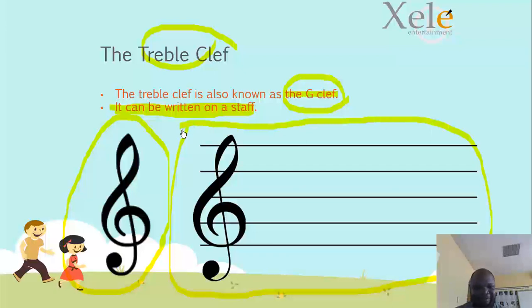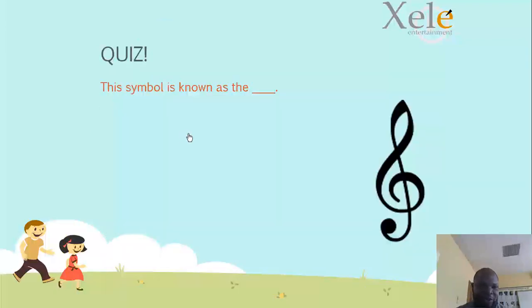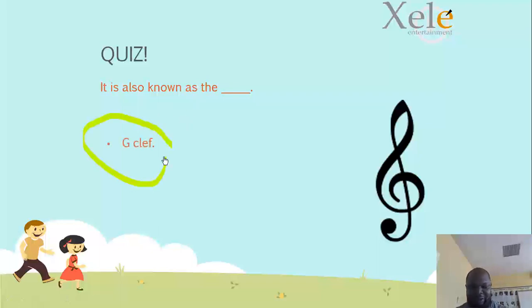Fun, cool, right? Okay, so I have a quick quiz here. It says this symbol is known as the, drum roll, and there we go. It is known as the treble clef. And this symbol is also known as the G clef. Good job, well done. If you said G clef, then you're correct.